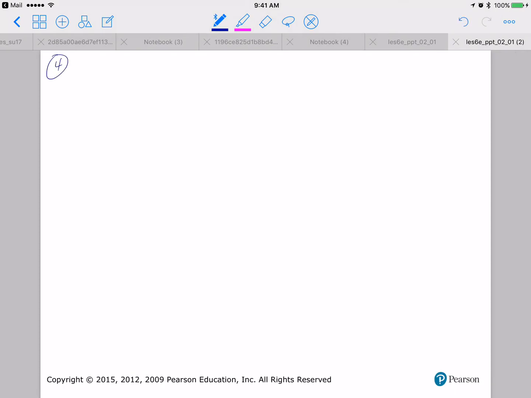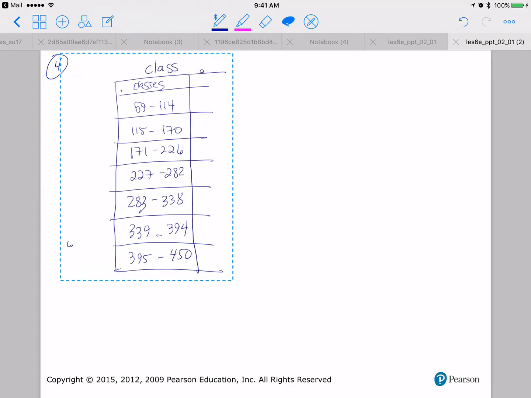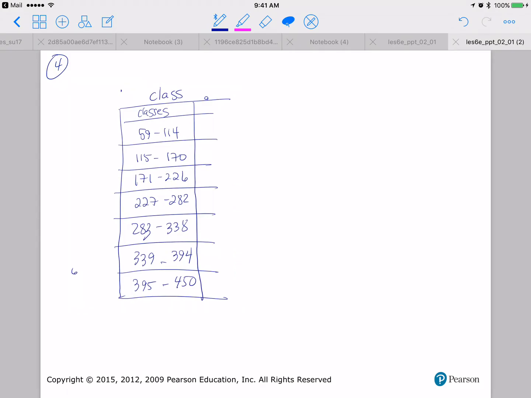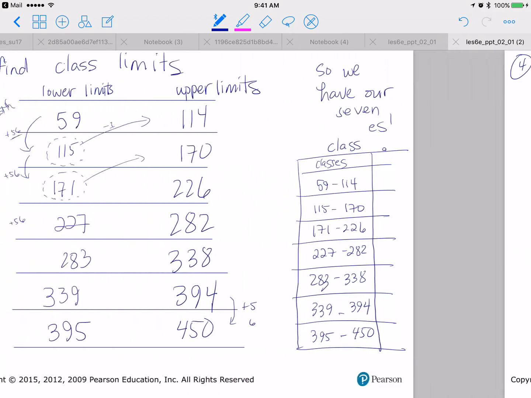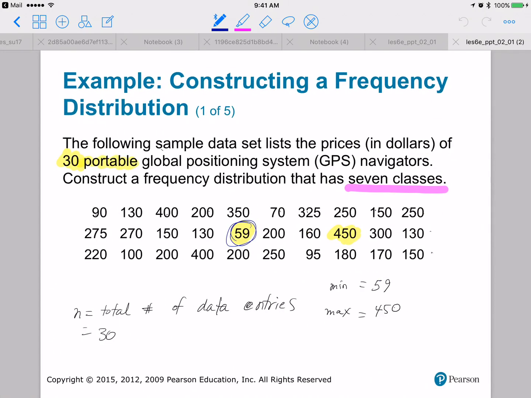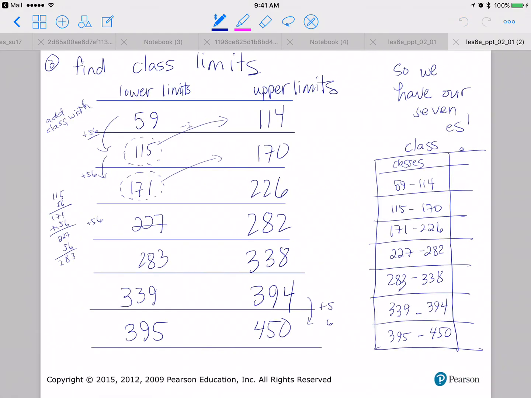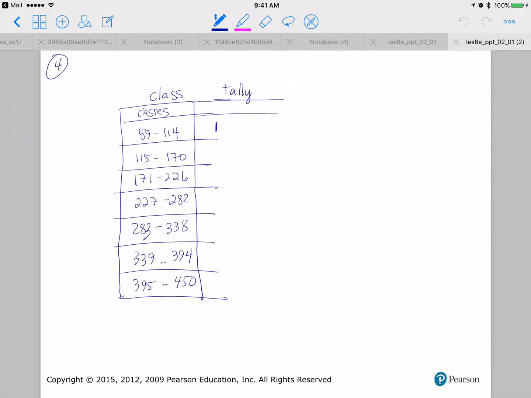So we're now on the fourth step, and the fourth step is to make a tally mark. So we're going to do our tally marks. In order to do the tally marks, I'm looking back at the data that I have. See how this 90, I'm going to cross out 90 and I go here and put a tally mark in this class since 90 is in between 59 and 114.